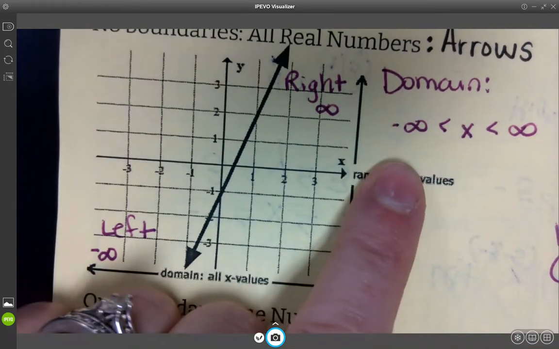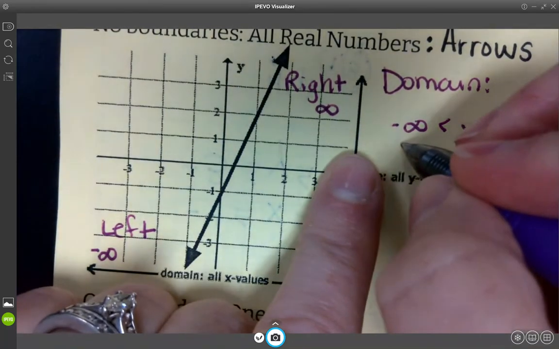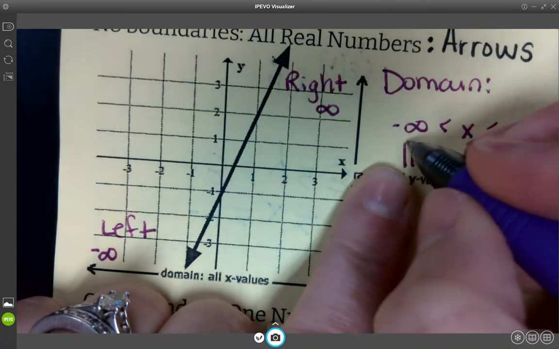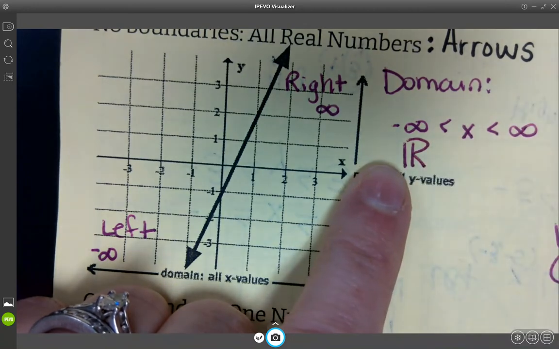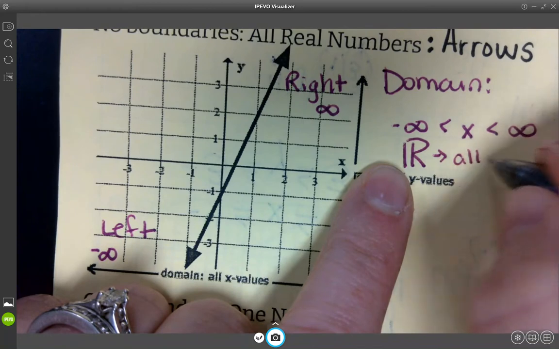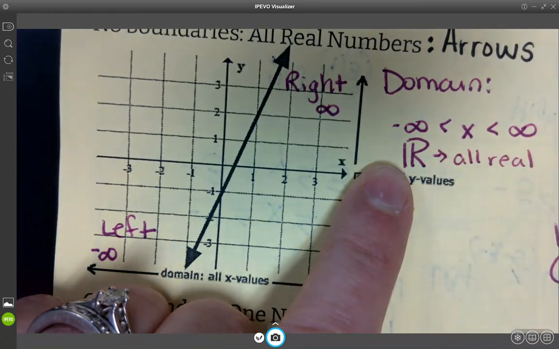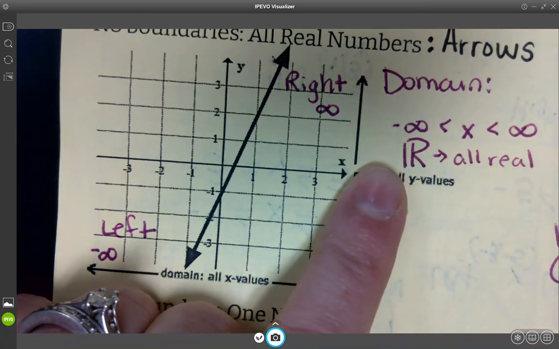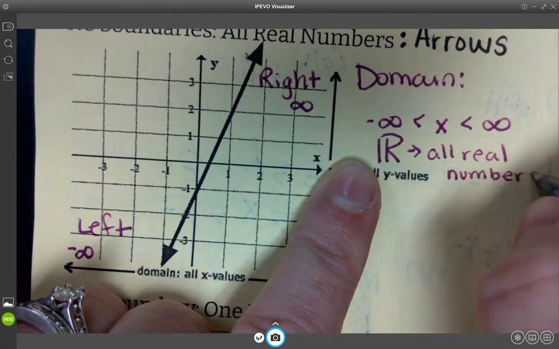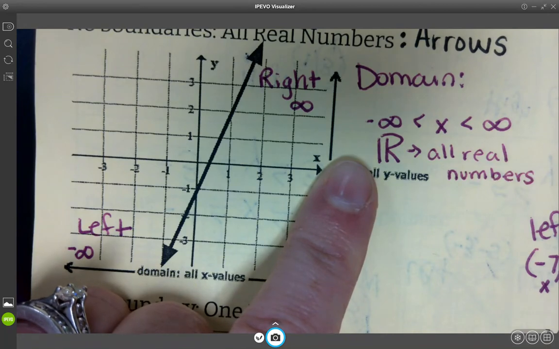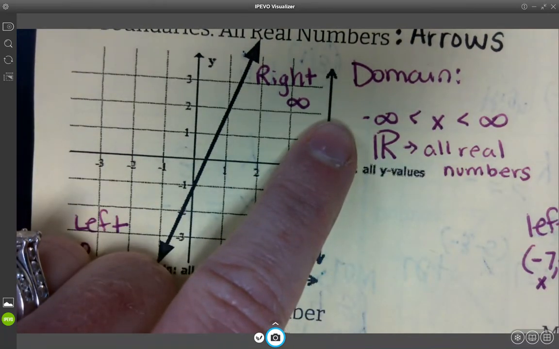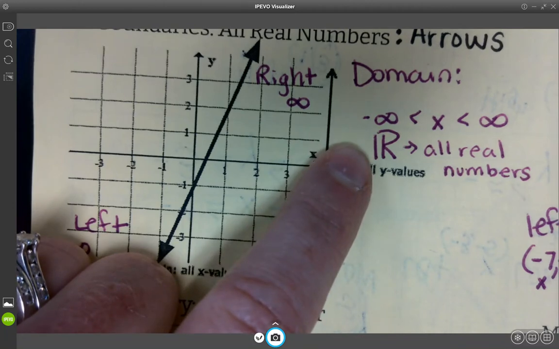Okay. What this also means is all real numbers. Do 2 lines like this, and then do an R with it. What this means is all real numbers. That means it goes to left and right. X can be any number, all real numbers. So you could see it either way. You could see it like this, -infinity to +infinity, or it could say all real numbers.